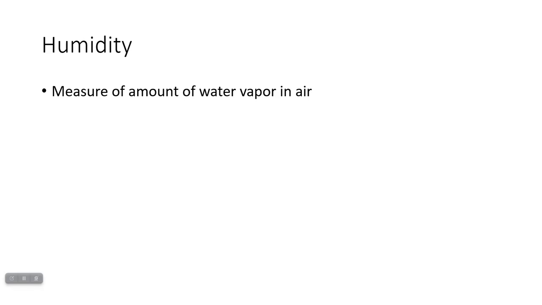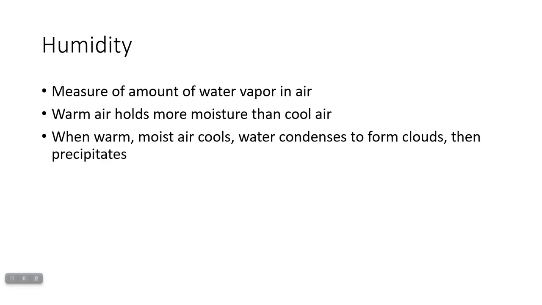So, how does this affect weather? Well, let's talk about humidity real quick. Humidity is a measure of how much water vapor is in the air, and temperature affects how much water vapor can be retained in the air. Warm air tends to hold more moisture than cool air, and when you cool warm, moist air, that's going to cause water to condense, which is initially going to form clouds, because clouds are water droplets suspended in the air. And then as more and more condensation happens, eventually those drops become big enough that the water precipitates out.